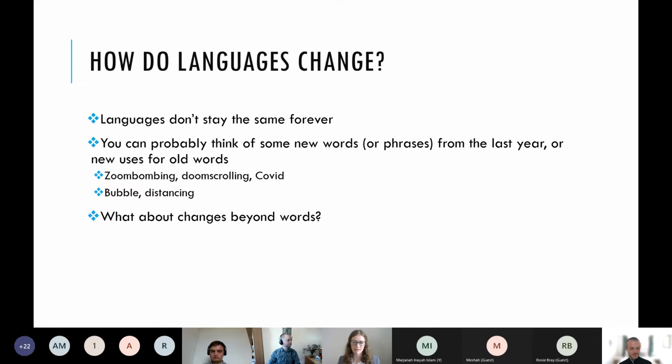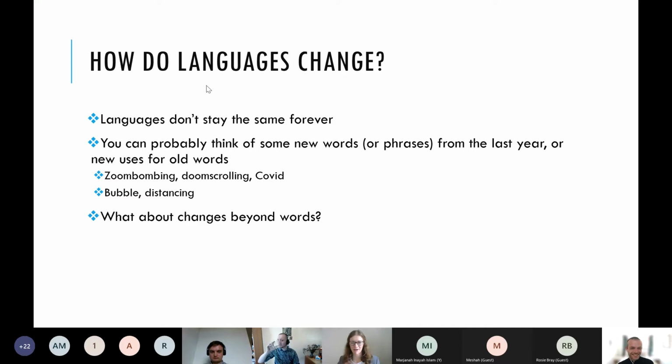And even on a really small scale, you can probably think of some new words or phrases that have come into use in the last year, or maybe some new uses for old words. So I had a think and I came up with some completely new words that I hadn't really used before March last year. Zoom bombing, when someone who wasn't invited joins a Zoom call.